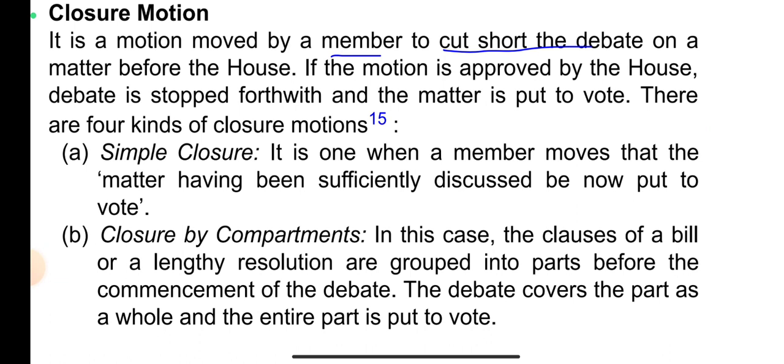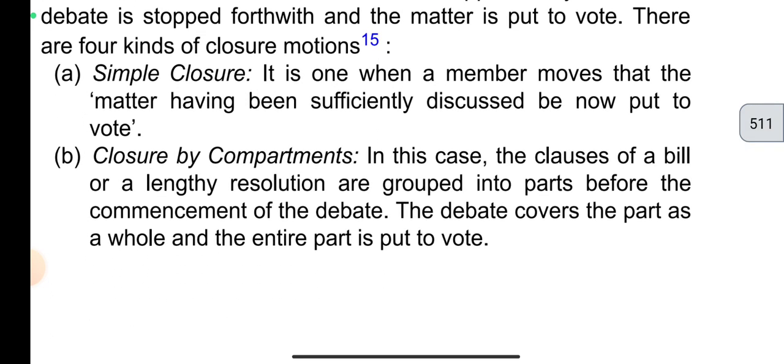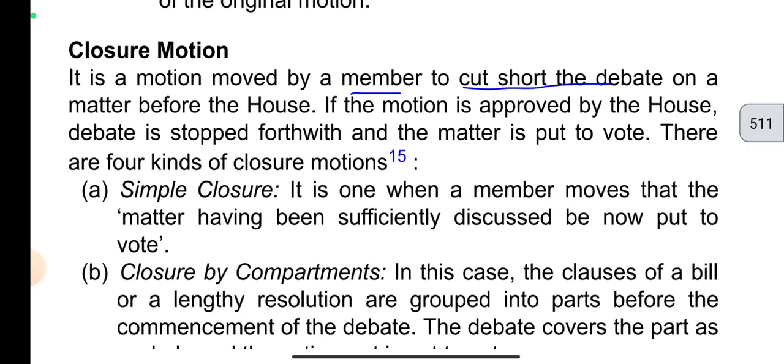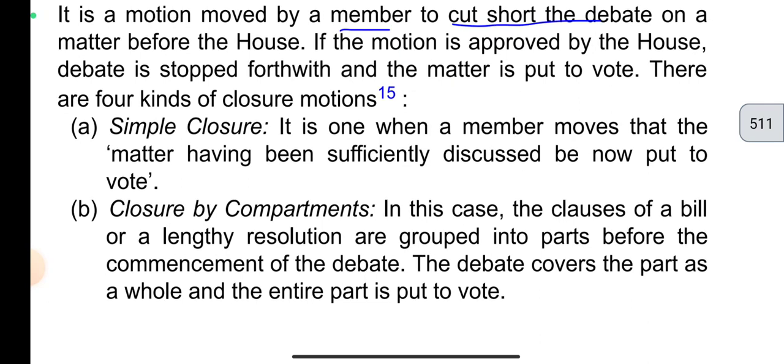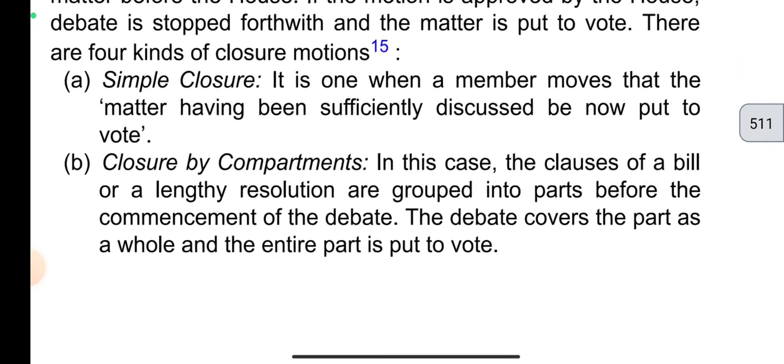There are four kinds of closer motion. Simple closer. It is one when a member moves that the matter having been sufficiently discussed be now put to vote. Closer by compartments. In this case, the clauses of a bill or a lengthy resolution are grouped into parts before the commencement of the debate. The debate covers the part as a whole and the entire part is put to vote. Closer by compartment, simple closer. Closer motion means a motion moved by a member to cut short the debate on a matter before the House.